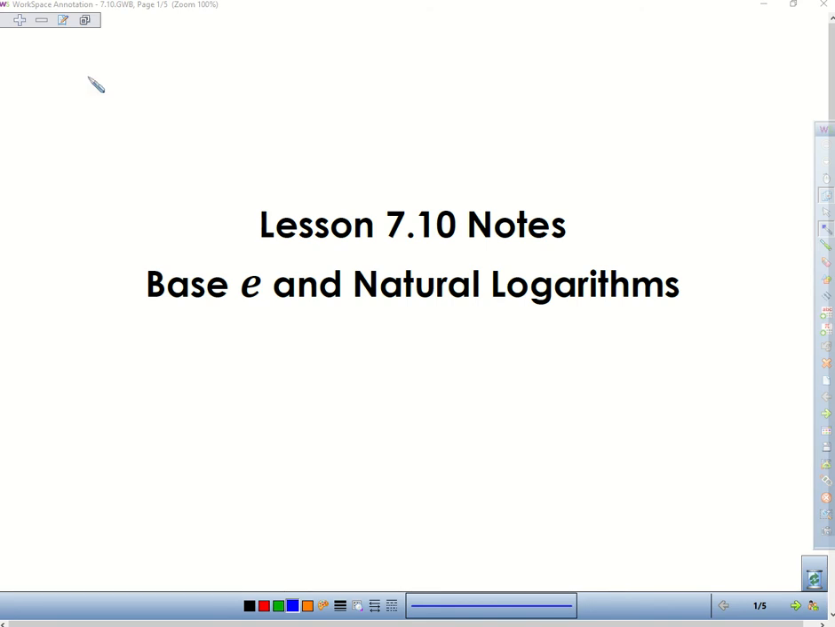Okay, so today we're going to be doing 7.10, which is going to be base e and natural logarithms. You saw these incidentally a little bit on your Desmos or your Delta Math practice. So it's just a few things that have changed from regular logs, but all the rules remain the same. We just changed the base of the log essentially, okay?